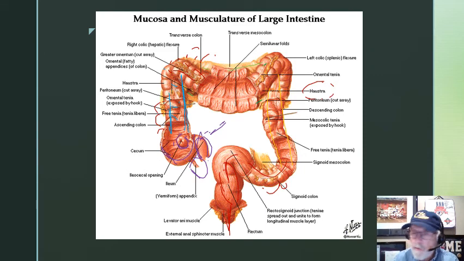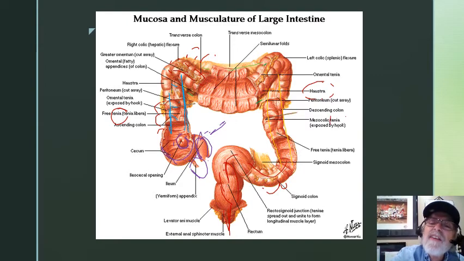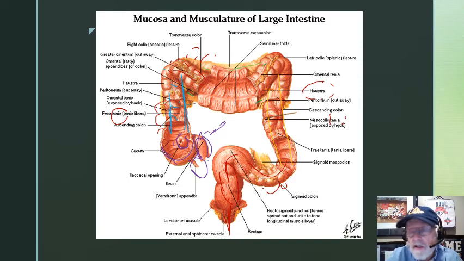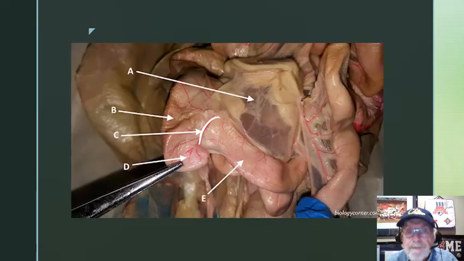That's why it's there, and these little muscles are called teniae coli. You can see right here, here's the teniae, and teniae right there, and teniae right there. So you can see what they're called, teniae. Coli means colon. So that's where they get the name.